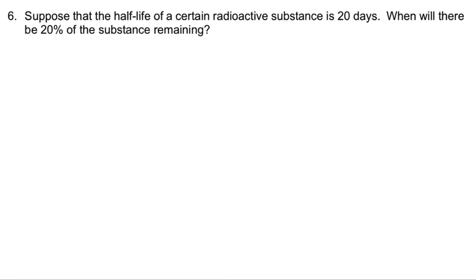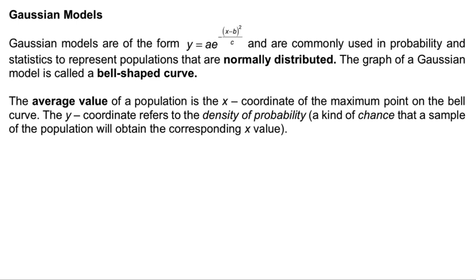And here we have another half-life or a radioactive substance problem. It's just that the question is phrased rather differently, so you have to maybe read between the lines to get enough information to model the equation. Now we're getting into something called the Gaussian model. This is quite common for statistics.